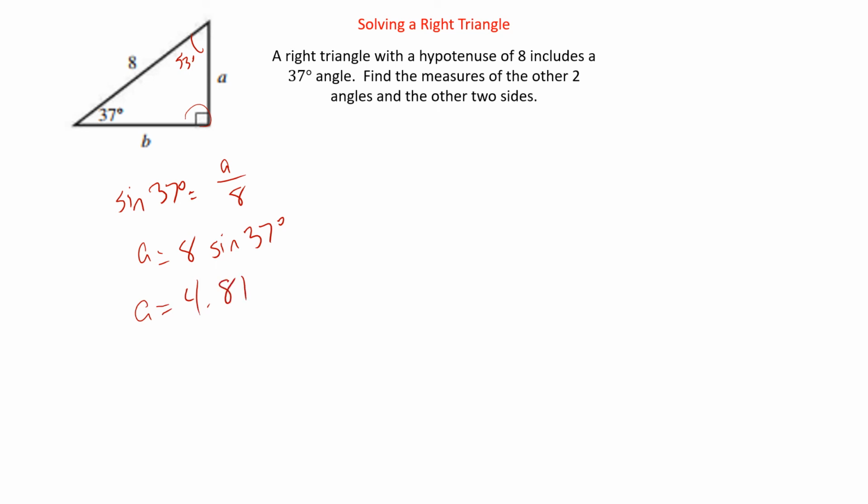Now, is it exactly 4.81? No. Generally speaking, side lengths to about 2 decimal places is okay. So we'll leave it there. So that was a. Then we also need b. Well, b, that's cosine, which uses the adjacent and the hypotenuse. So cosine of 37 degrees equals b over 8, which we can multiply by 8 to get b equals 8 times the cosine of 37 degrees. Plug that into your calculator really quick to get about 6.39.